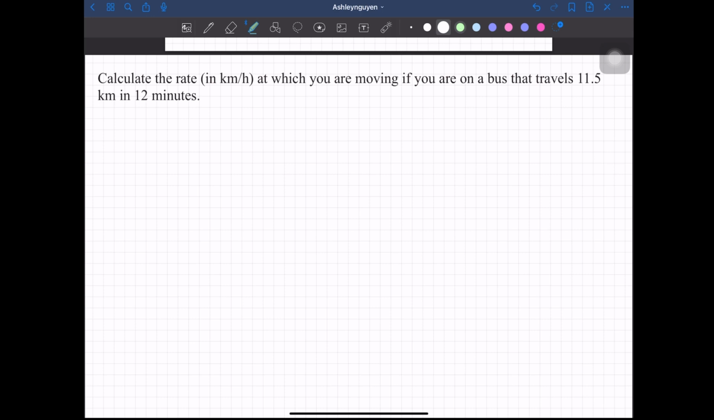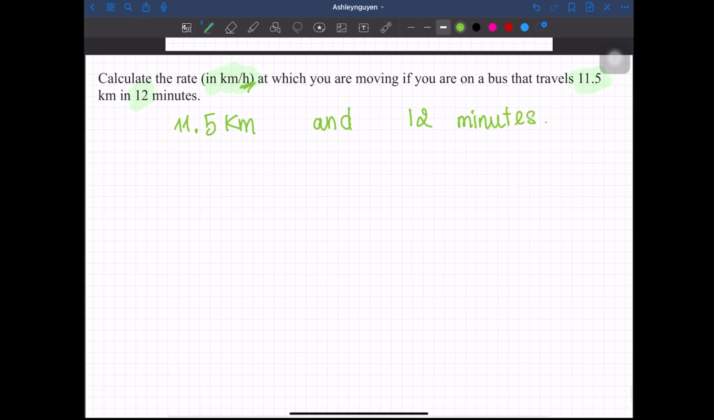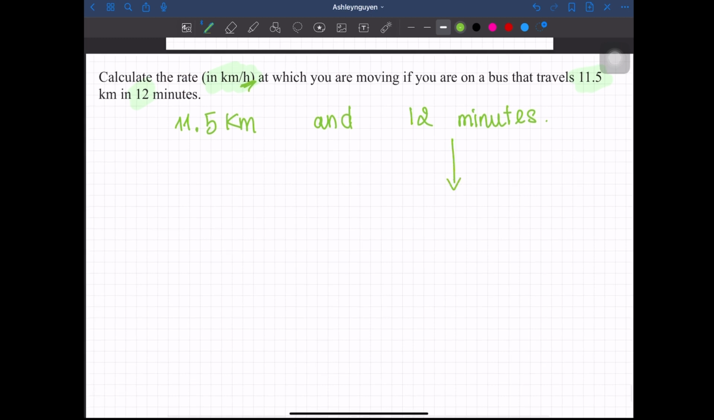So let's do the following example. Calculate the rate in kilometer per hour at which you are moving if you are on a bus that travels 11.5 kilometers in 12 minutes. Firstly, we have 2 quantity, 11.5 kilometer and 12 minutes. However, we see that the question asks us to calculate the rate in hour. Firstly, it's important to change 12 minutes into hour.